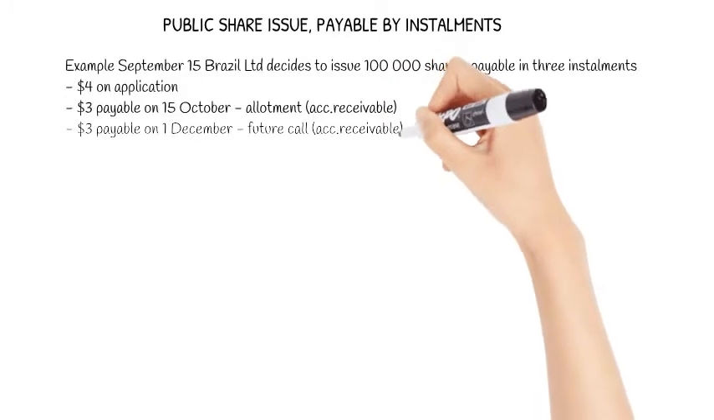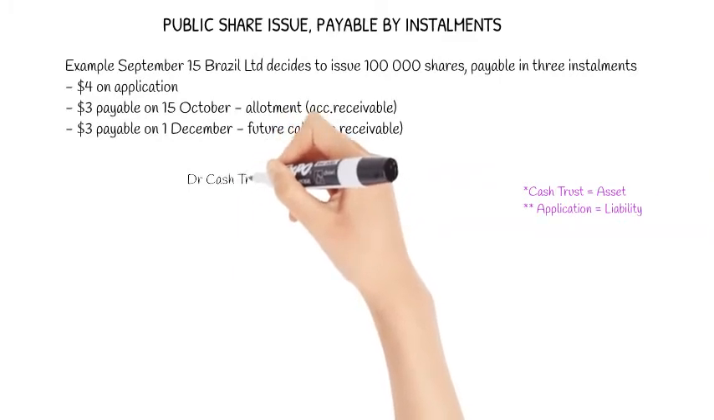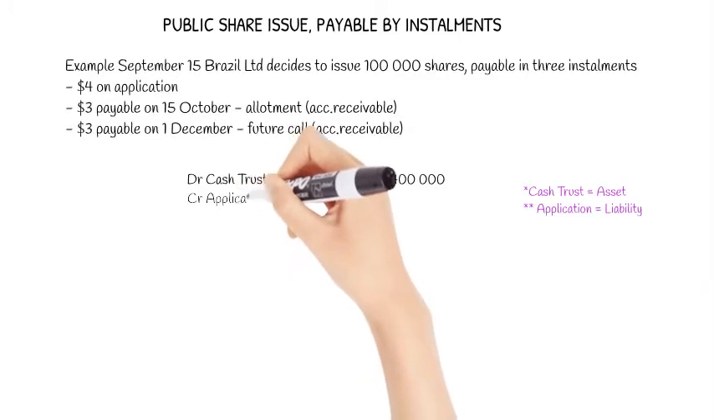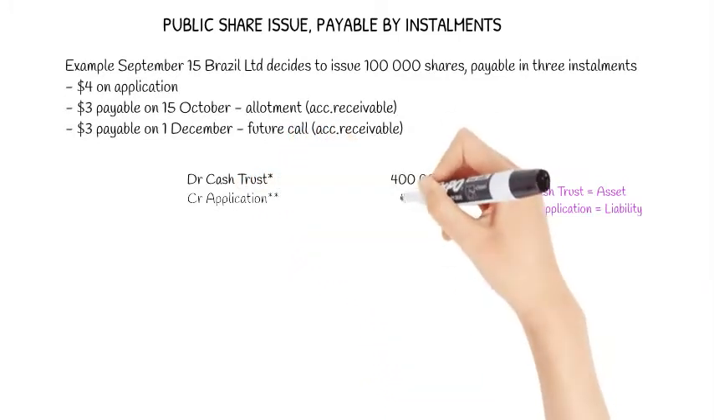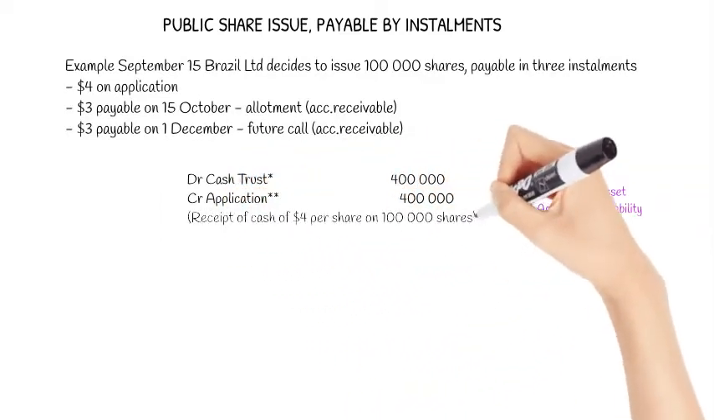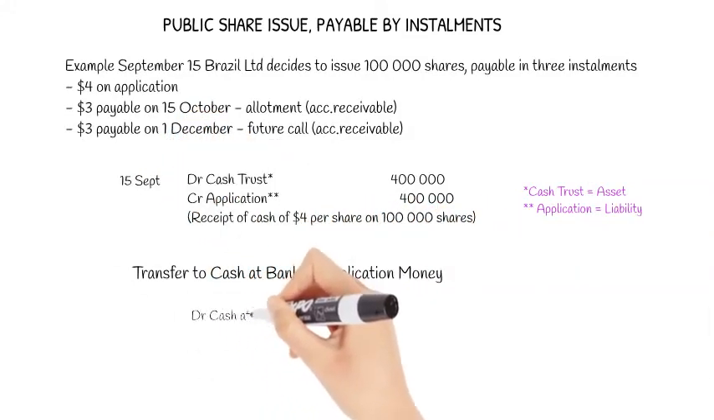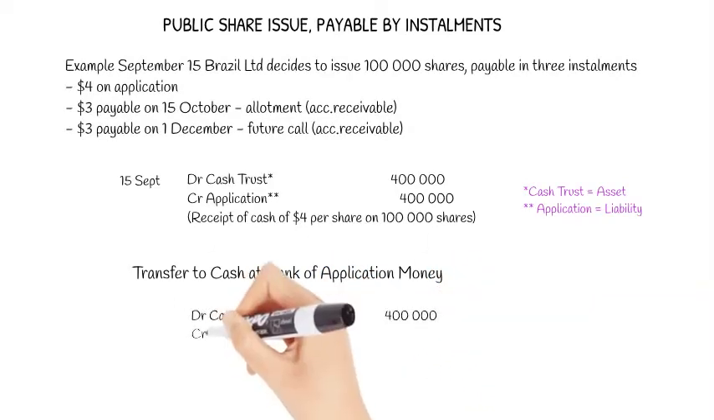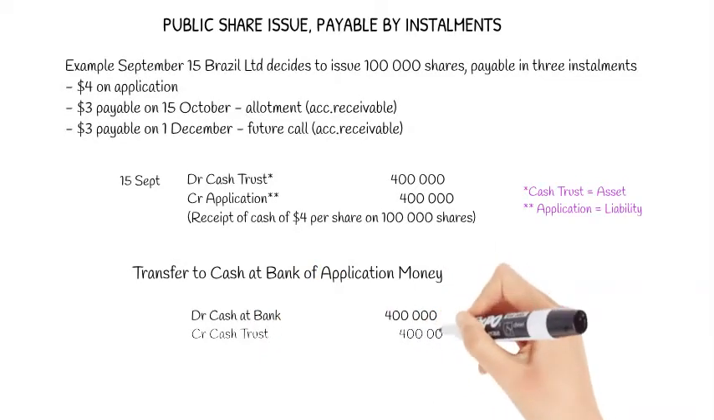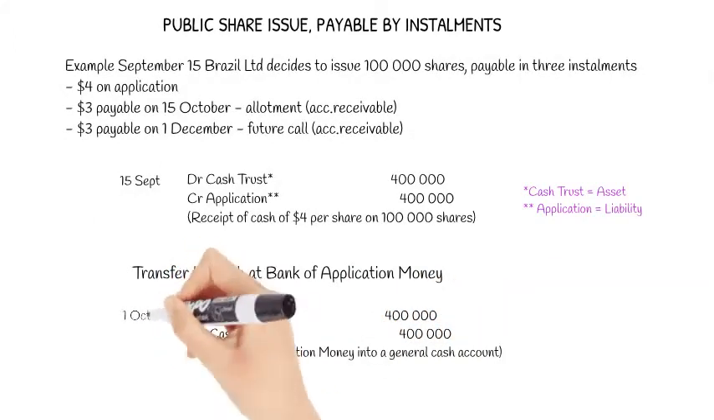When money is received from the application, cash trust is debited and we credit the application account. Remember, the application account is a liability account. Cash trust is similar to cash at bank. So this is to show a receipt of cash of $4 per share on a total of 100,000 shares. Then we need to transfer the money from cash trust account into our cash at bank. To do so, we debit cash at bank, 400,000, and credit the cash trust account. Something is missing. Remember, we must also include the date.